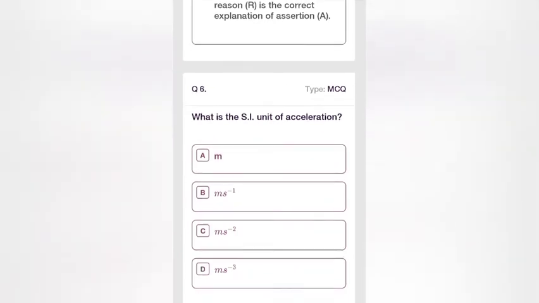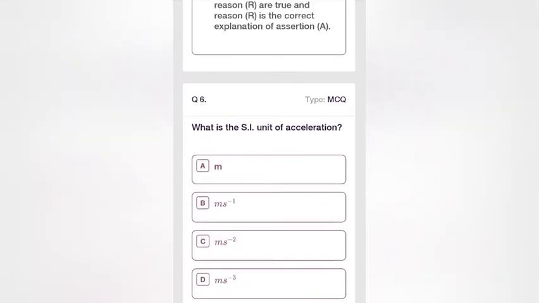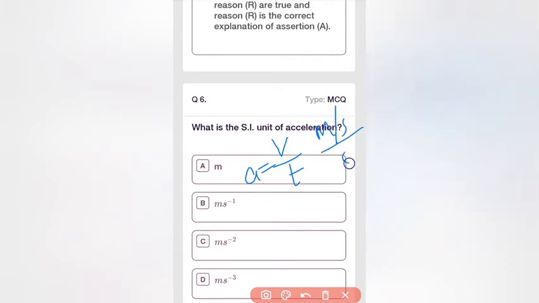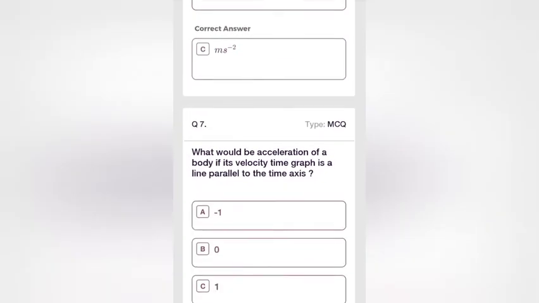What is the SI unit of acceleration? Just now we have seen change in velocity by time is acceleration, right? So velocity is meter per second and time is in seconds. So meter per second square, or we say meter second inverse square. Option C is the correct answer.